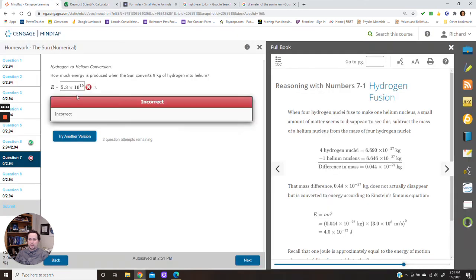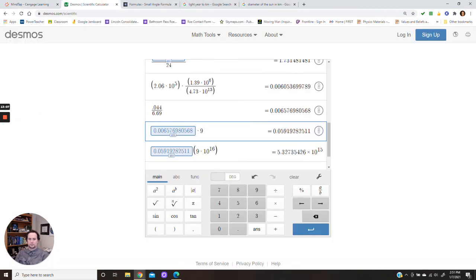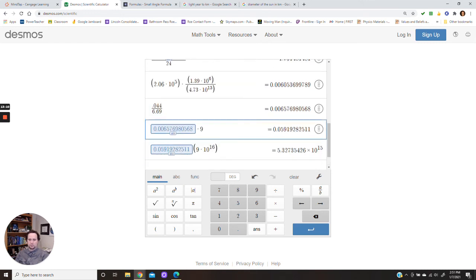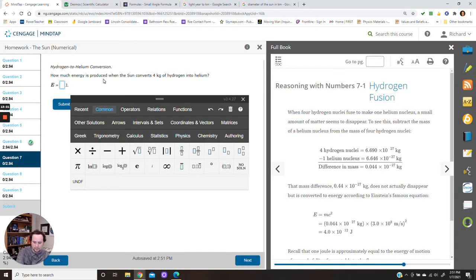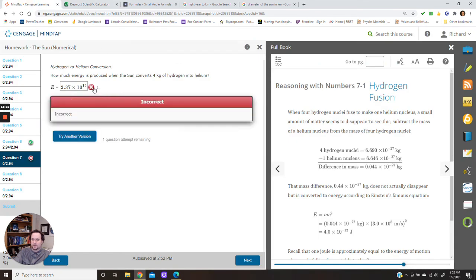Let's try another one. This says 4 kilograms. Once again, we're doing the 0.044. We're doing this ratio correctly. And we're doing the E equals mc squared correctly. I'm not really sure what the problem seems to be. I've done this a couple times now, and it works out well. I don't really know why it won't work out this time. So what was it? 4 kilograms, where the answer should be 2.37. Let's try 2 decimal places this time. 2.37 times 10 raised to the 15th. Is that 15th power still? Yes. Still incorrect. I don't really know what's going on here, folks.